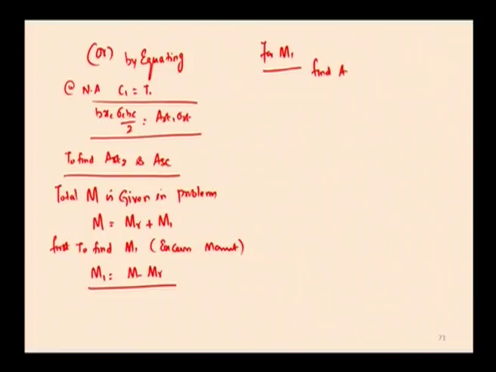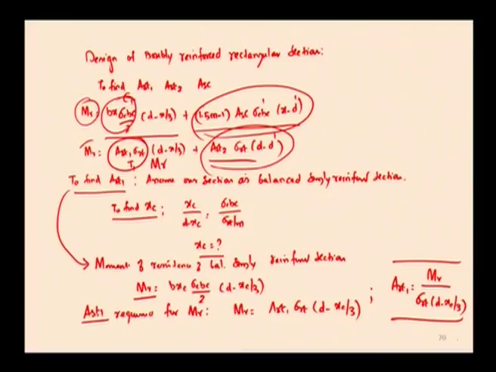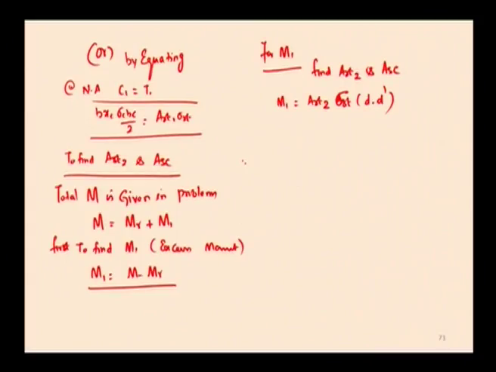For M1, we are going to find out AST2 and ASC. M1 is equal to AST2 into sigma ST into D minus D dash. If we take this as M, this is MR, and this is M1. So, AST2 is equal to M1 divided by sigma ST into D minus D dash.